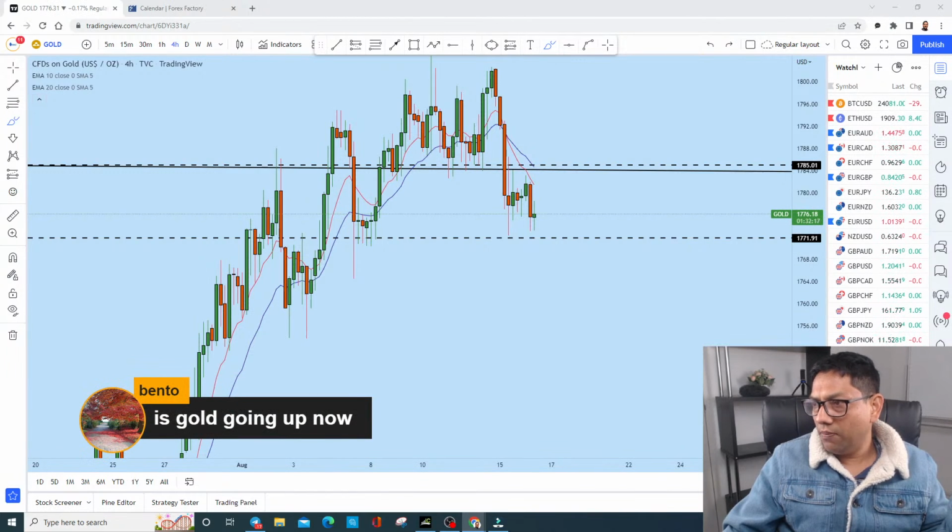Is gold going up now? Can't say gold is going up. Gold is currently in a downtrend, but what I think is that it might go up for a retracement.